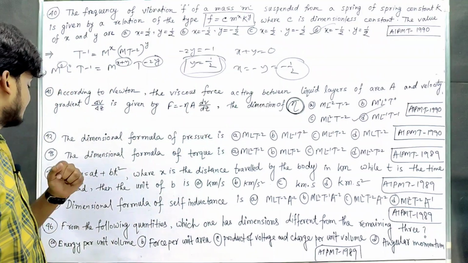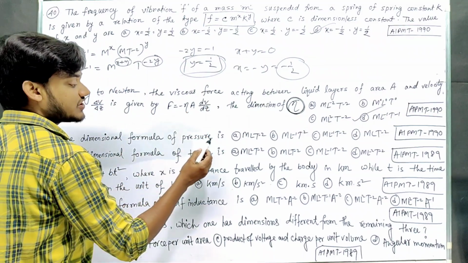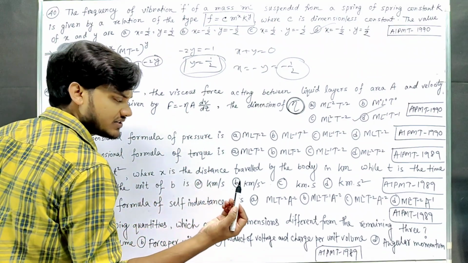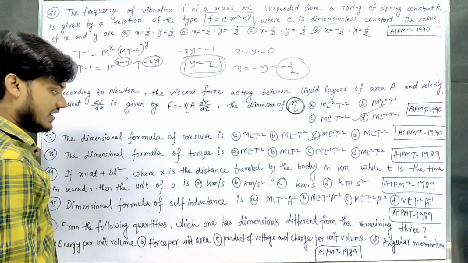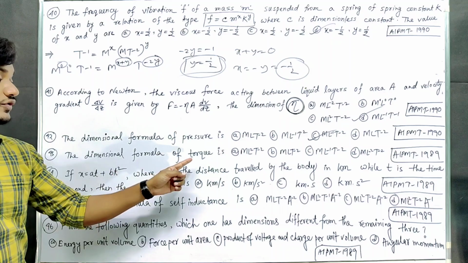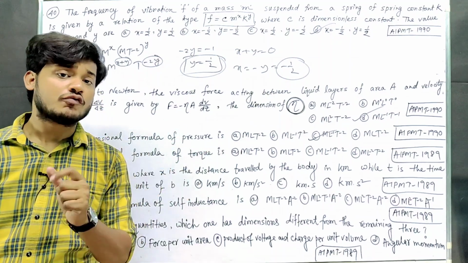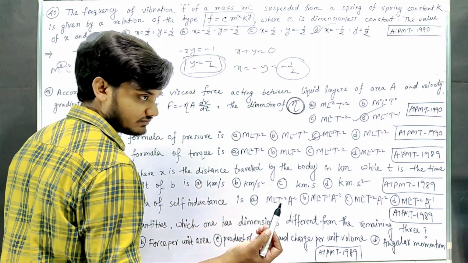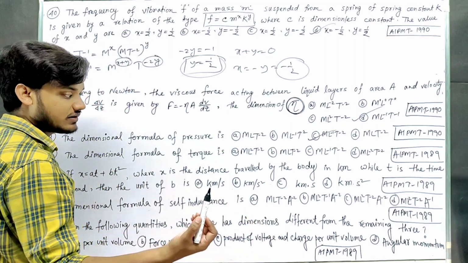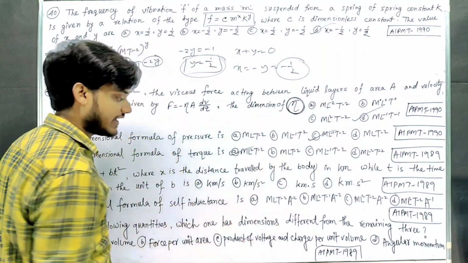Next, the dimensional formula of pressure is M L inverse T inverse 2, option C. Next, the dimensional formula of torque. Torque means force into distance. Yes or no? Force into distance is equivalent to energy or work done. So M L square T inverse 2, option A.